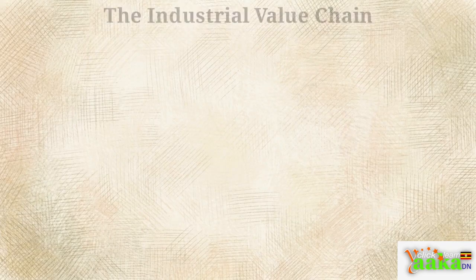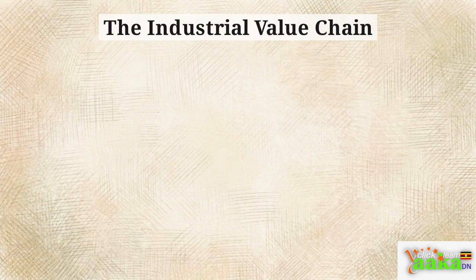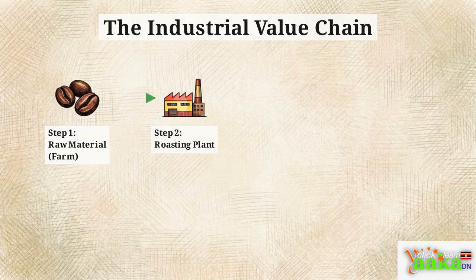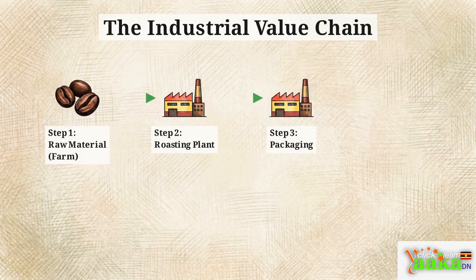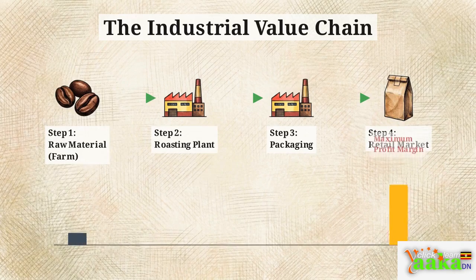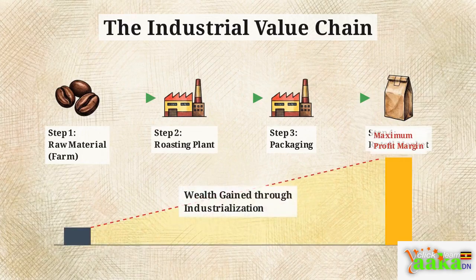This flowchart shows the industrial value chain, illustrating value addition. Step 1 begins with raw material, like coffee beans harvested on a Ugandan farm. As those beans move to Step 2, a roasting plant, and Step 3, packaging, the economic worth of the coffee increases. Completing these steps locally creates specialized jobs. Finally, at Step 4, the packaged coffee enters the retail market. Selling a finished product captures maximum profit margins, ensuring wealth stays within the domestic economy.